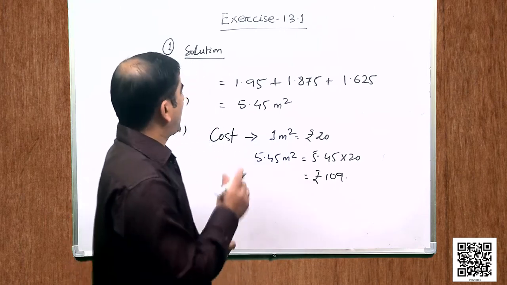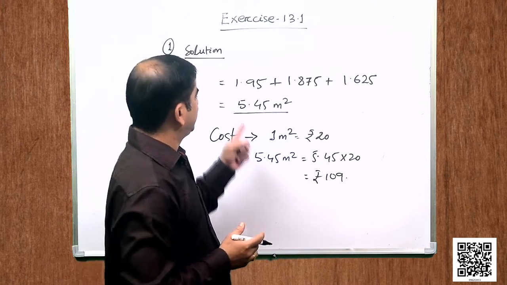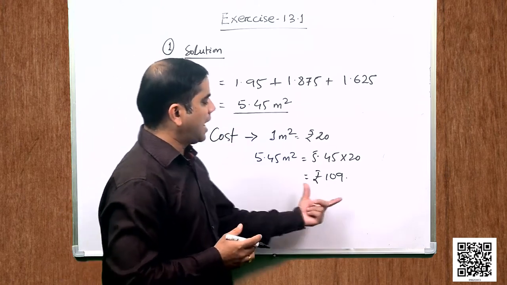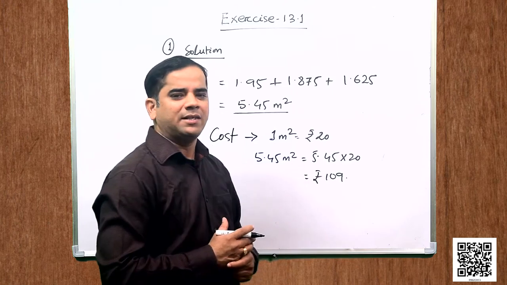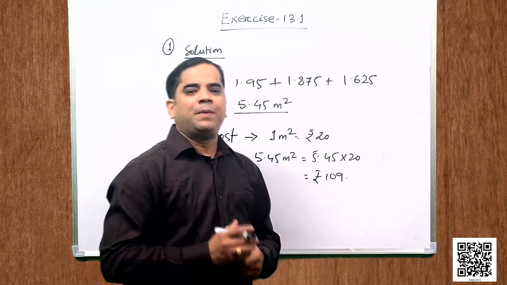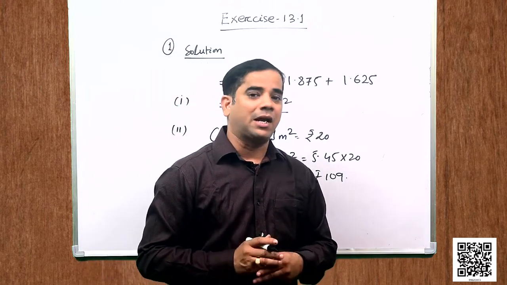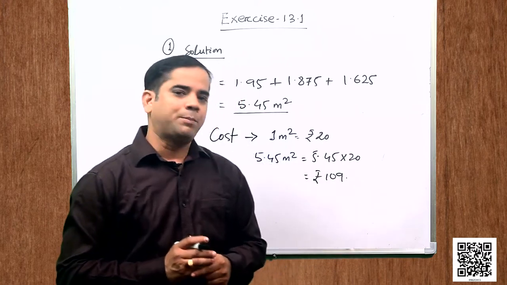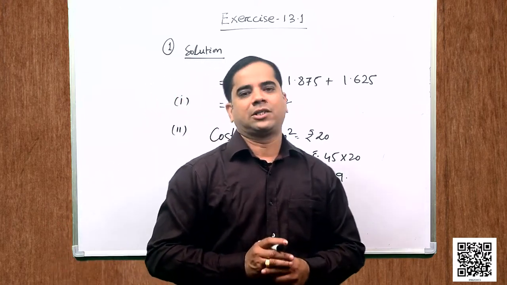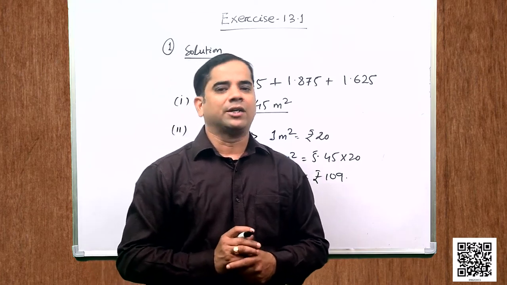So, we have found out that the area that is to be covered is equal to 5.45 meter square and cost of the sheet is rupees 109. Students, you please concentrate on the calculation part, because as it is decimal calculation, you need to do it properly, otherwise your answer will be wrong. So while calculating, calculate with full concentration.